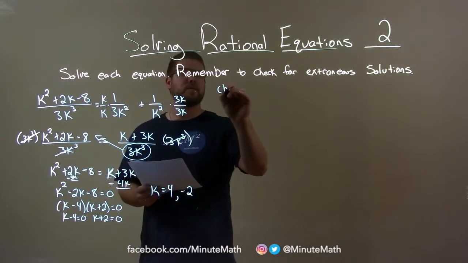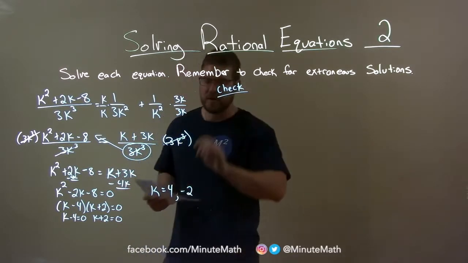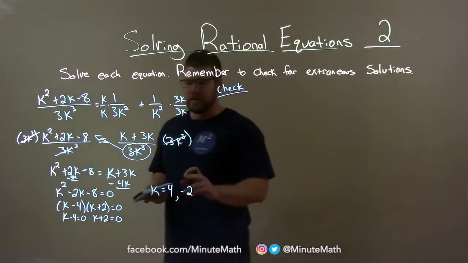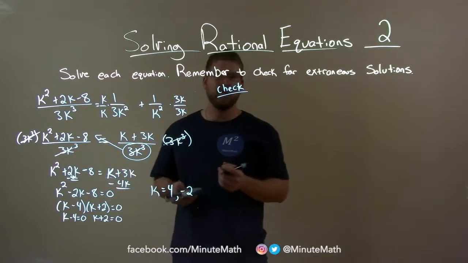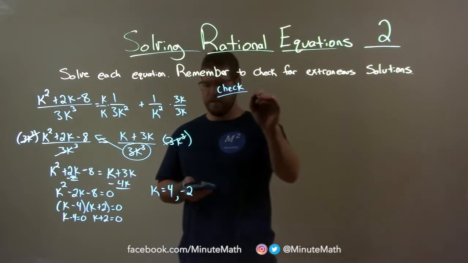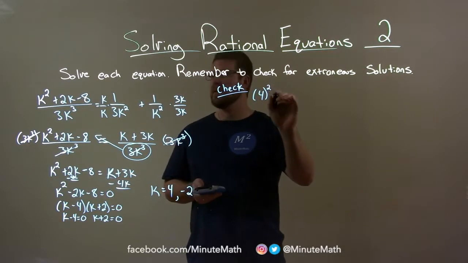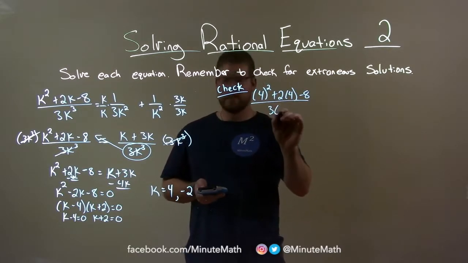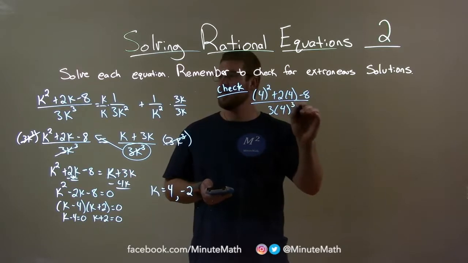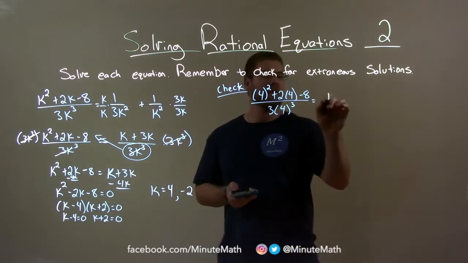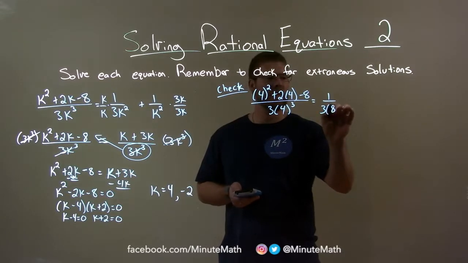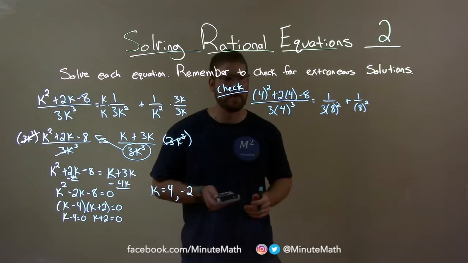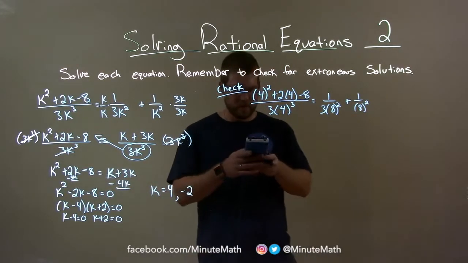But we were told that we have to check here. So we've got to make sure we check both of these. To check, I'm going to take each number individually, plug it into my original equation, and see if the left and right hand side are equal. So let's do 4 first. 4 squared plus 2 times 4 minus 8 over 3 times 4 to the third power. And that should equal 1 over, remember the original equation, 3 times 8 squared, plus 1 over 8 squared.